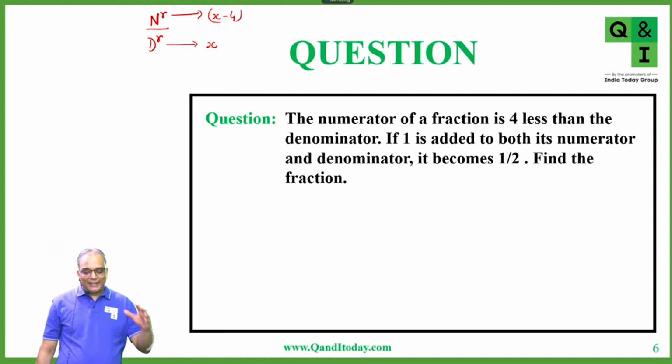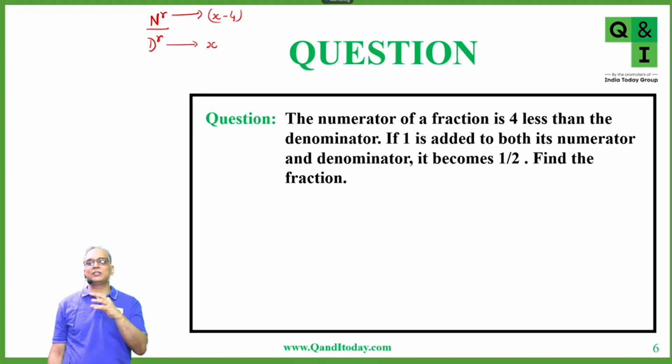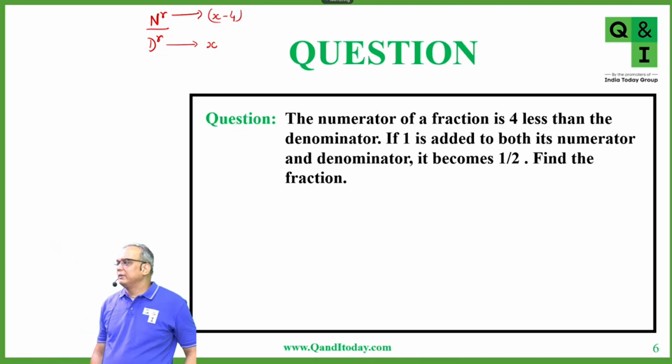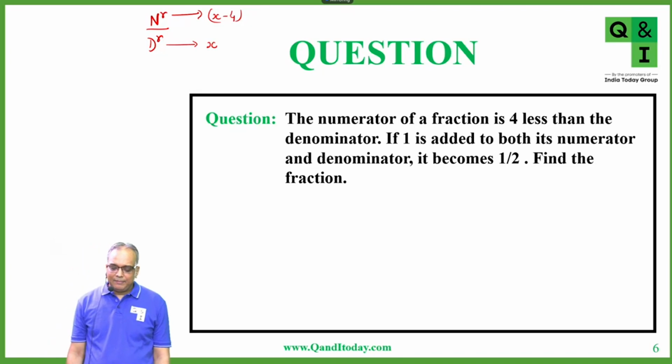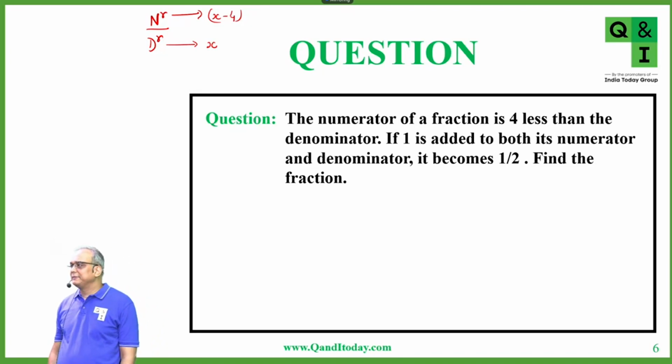So the numerator is related to the denominator, and that's why we have considered the denominator as x, and the numerator is 4 less than the denominator, means 4 less than x, that is x minus 4. Please try to solve it, students.